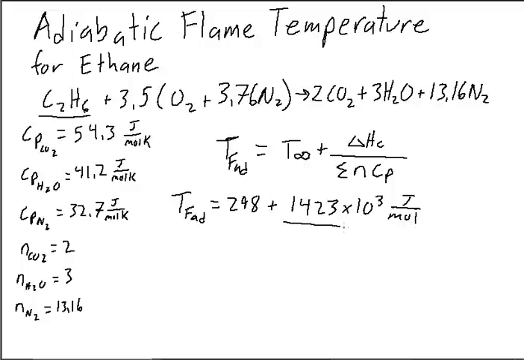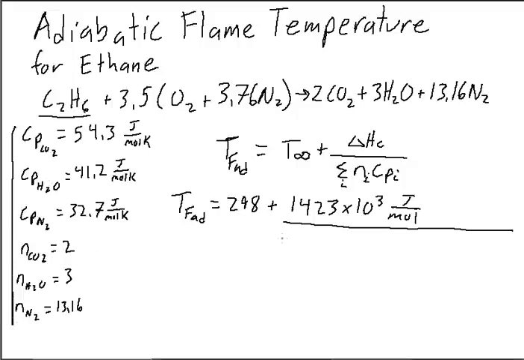and so this term is divided by the sum of the number of moles of each of the products of combustion times that specific product's specific heat. So this should probably be defined as the sum over i of n_i Cp_i if you wanted to write it in index notation. So I've listed over here the specific heats and the number of moles for each of the products.